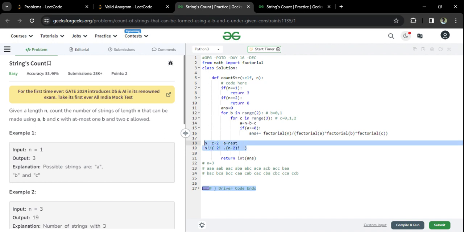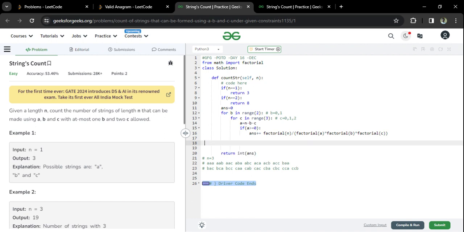This is also math. If you don't know the math, at least know this part: if you are given a string of length n, and something is repeating in it, to find the number of ways of arranging it you have to do n factorial divided by the factorial of the number of times each thing repeats. For example, here c is repeating 2 times, so 2 factorial, and a is repeating n minus 2 times, so n minus 2 factorial. This will give you the number of ways you can permute that particular string.